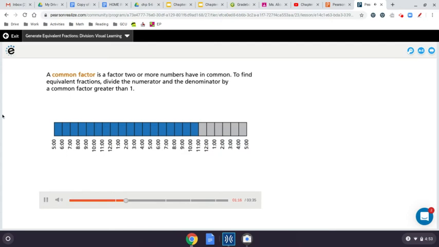A common factor is a factor two or more numbers have in common. To find equivalent fractions, divide the numerator and the denominator by a common factor greater than 1. If you remember when we did factors, you found all the factors of a number, and there was one point where I had you finding the greatest common factor, and that's a factor that two numbers have in common. So we're going to need to know that information to do equivalent fractions with division. You're going to need to recall that information, which is why knowing factors was so important. They're going to show you how in the video, and then I'll show you some additional problems.